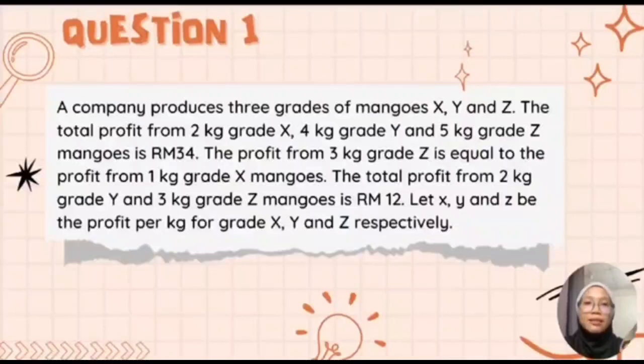Okay, let's move to question 1. A company produced 3 grades of mangoes, X, Y, and Z. The total profit from 2 kg grade X, 4 kg grade Y, and 5 kg grade Z mangoes is RM34. The profit from 3 kg grade Z is equal to the profit from 1 kg grade X mangoes. The total profit from 2 kg grade Y and 3 kg grade Z mangoes is RM12. Let X, Y, and Z be the profit per kg for grade X, Y, and Z respectively.